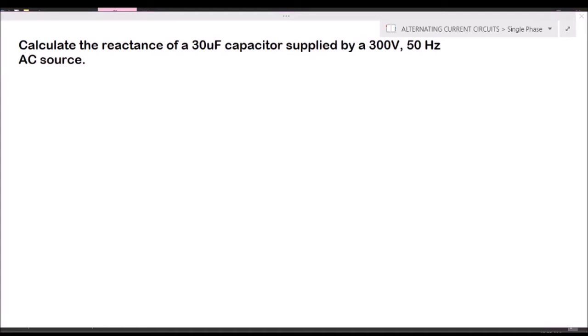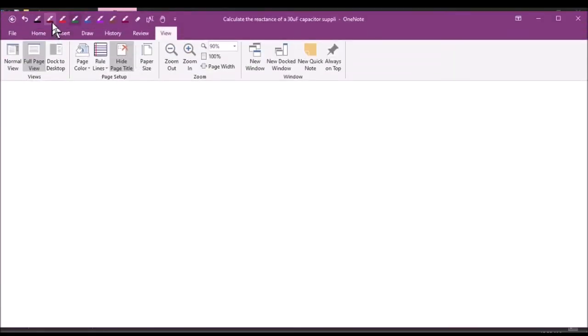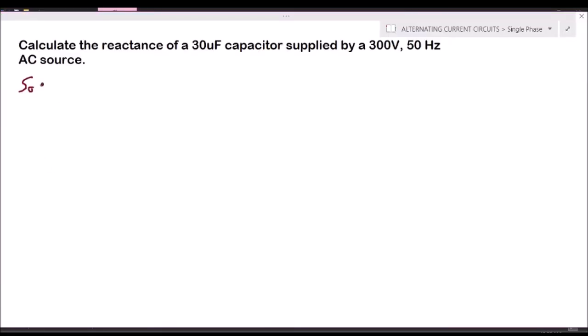Another example: calculate the reactance of a 30 microfarad capacitor supplied by a 300 volt, 50 hertz AC source. Solution: our given is the frequency at 50 hertz. The capacitance is not 300 but 30 microfarad, so 30 times 10 to the power of negative 6 farad.